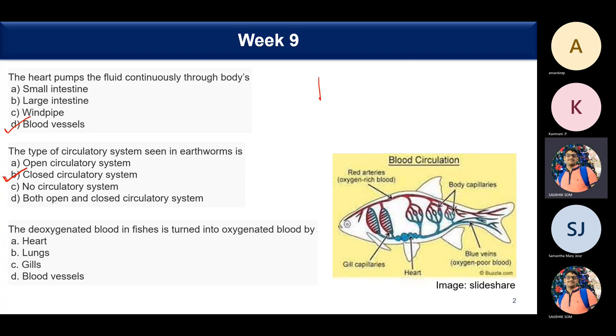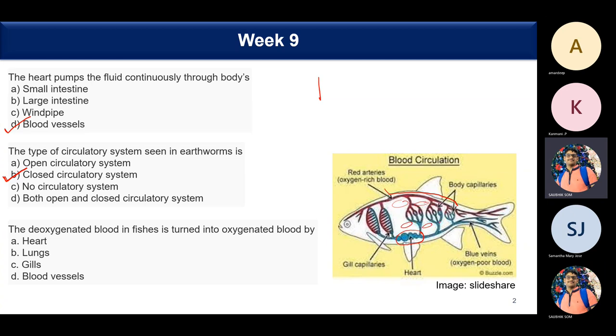The deoxygenated blood in fishes is turned into oxygenated blood by heart, lungs, gills, or blood vessel. Which will be the correct answer? This is an image of a fish circulatory system. This is the heart of the fish, and the oxygen-rich blood comes here. The blood capillaries are where the exchange happens, and there will be different organs.